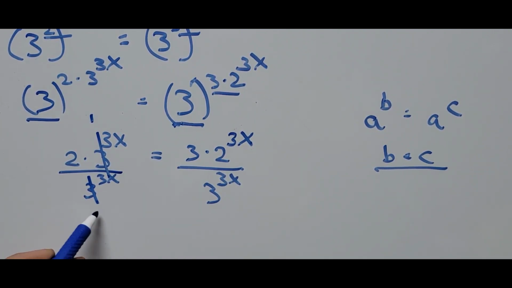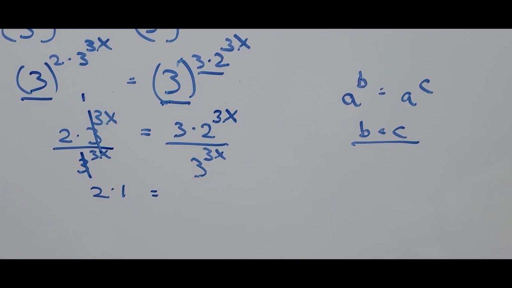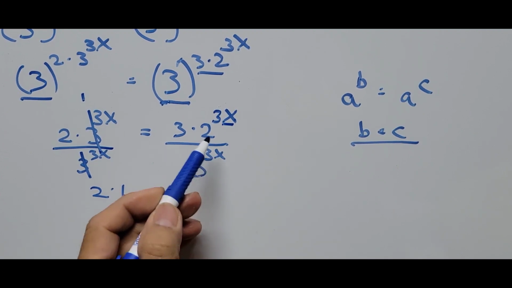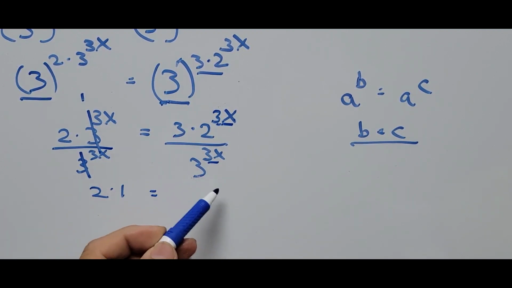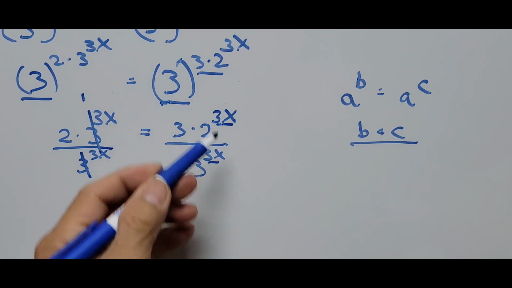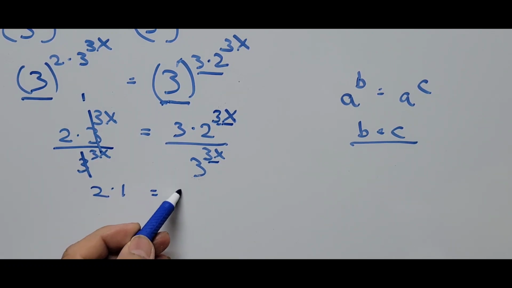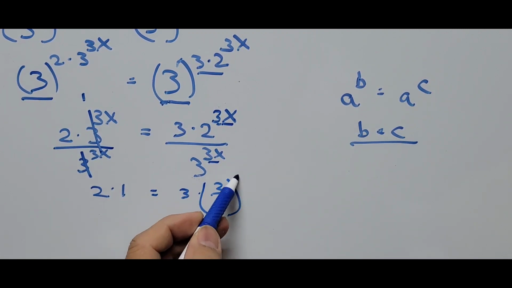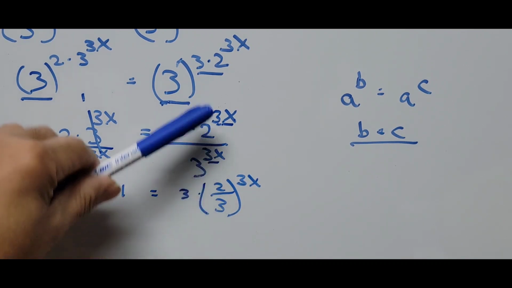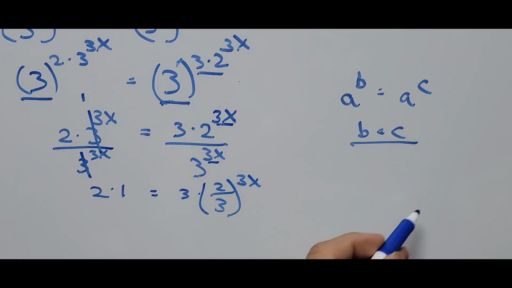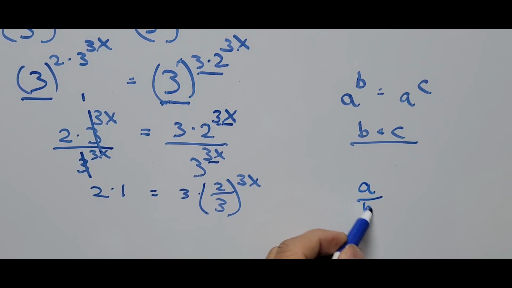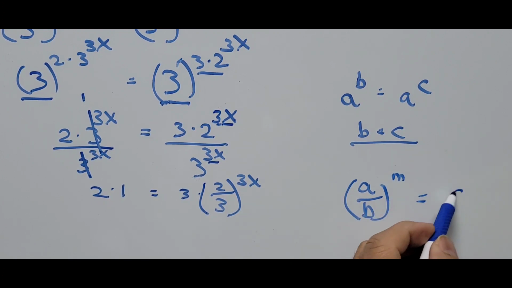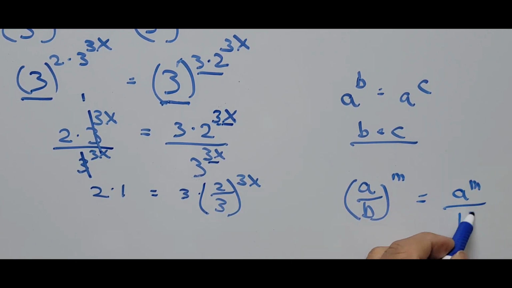So the left side of the equation now is 2 times 1 equals, if you notice the right side of the equation, the numerator and the denominator both have the same exponent, 3x. And so we're going to combine those. So that is now 3 times the quantity 2 over 3 to the power of 3x. This comes from the exponent rule that a divided by b raised to the power m is equal to a to the m divided by b to the m.